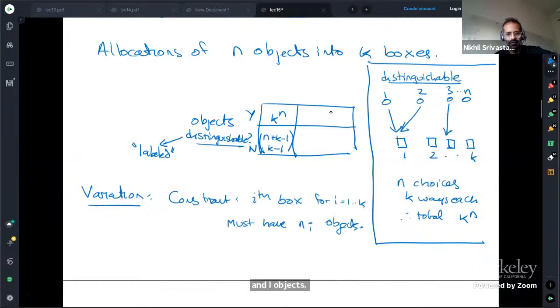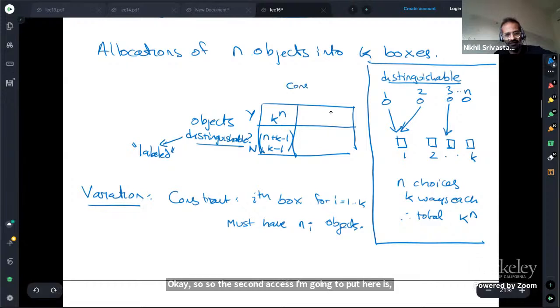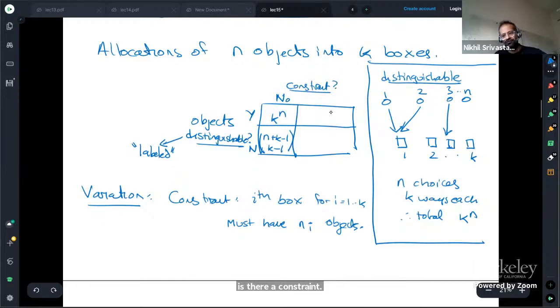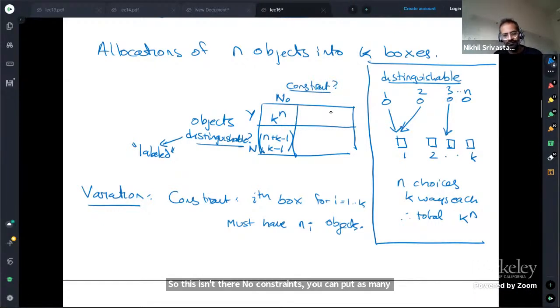Okay. So the second axis I'm going to put here is: is there a constraint? So this is if there are no constraints. You can put as many objects as you want in each box. And the second column is going to be, you insist that there are n1 objects in the first box, n2 in the second box, up to nk in the last box.